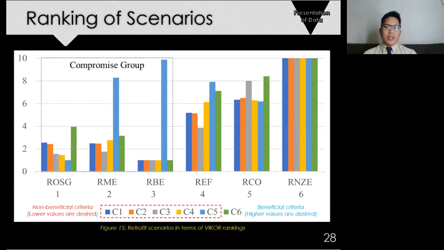Furthermore, the environmental damages of this scenario are adequate when compared to other retrofit scenarios. On the other hand, the net zero energy scenario was the ideal scenario in terms of energy potential. However, it ranked last due to the immense environmental impact, and its economic feasibility is quite questionable. To sum up, 3 retrofit scenarios comprise the compromise group: the on-site generation scenario, the mechanical electrical scenario, and the building envelope scenario, ranking first, second, and third respectively.